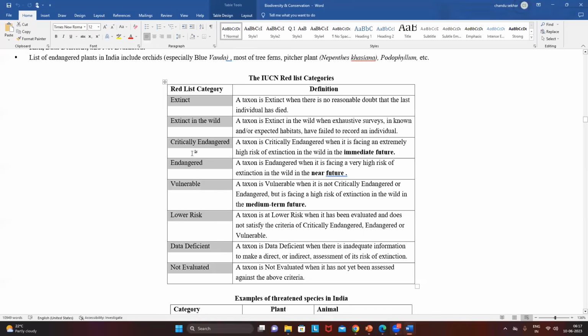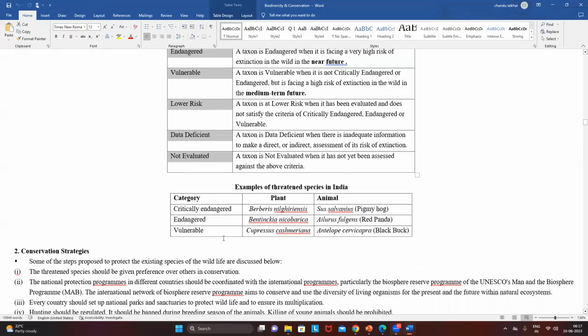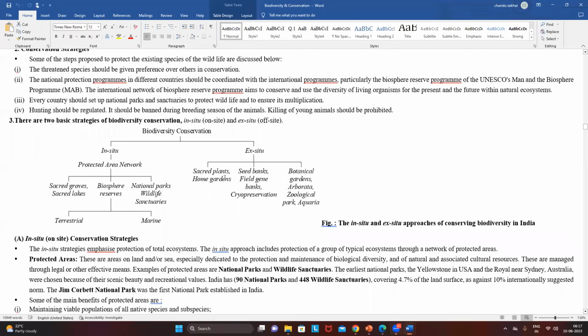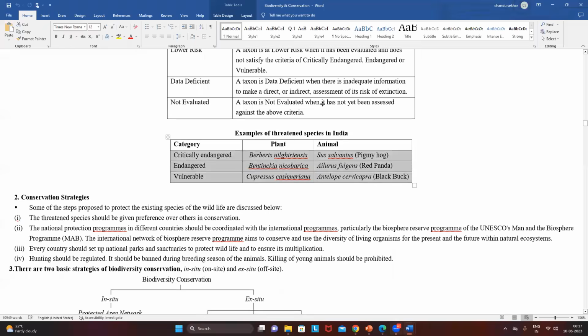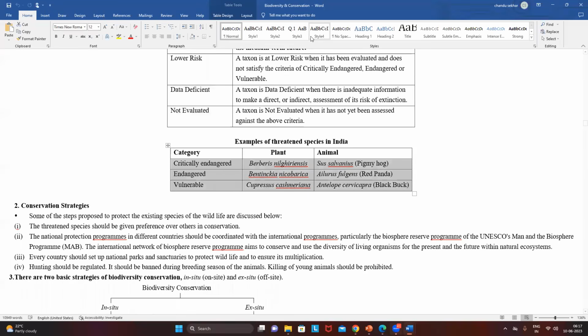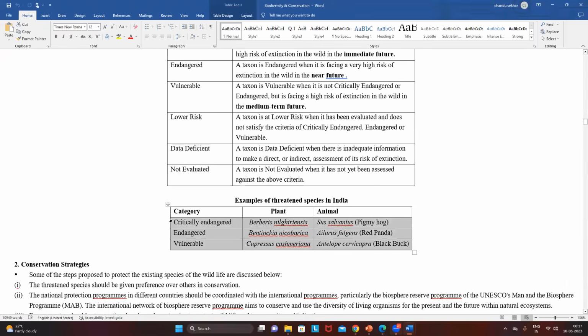Extinct, extinct in the wild, critically endangered, endangered, vulnerable, lower risk, data deficient, not evaluated. So friends, you have to remember maximum amount of examples. Here very few examples are there, and extra examples I will provide in the PPT when I am teaching. Blindly believe me, this question was asked in the NEET question paper two days back also.